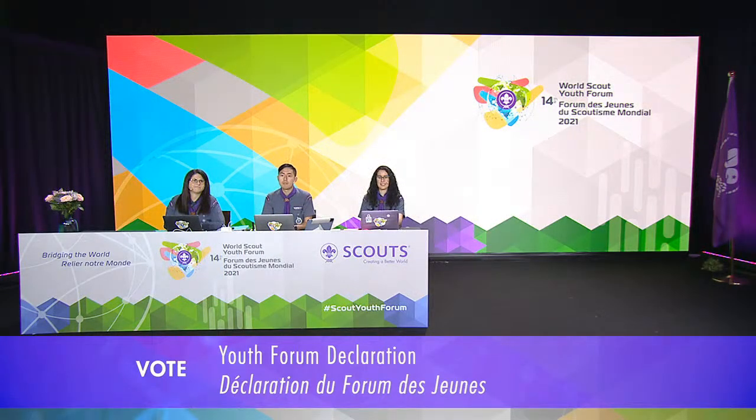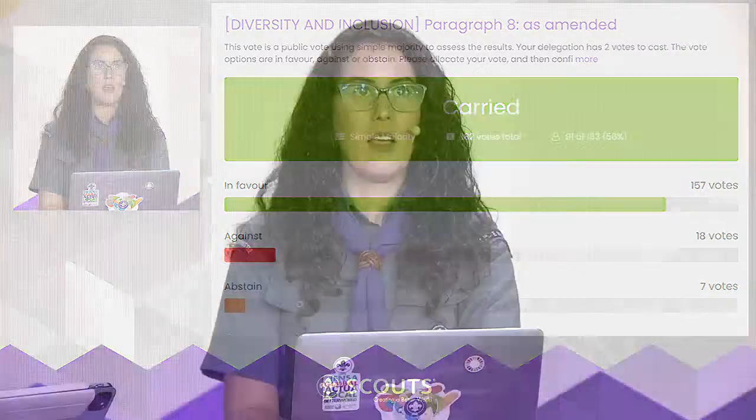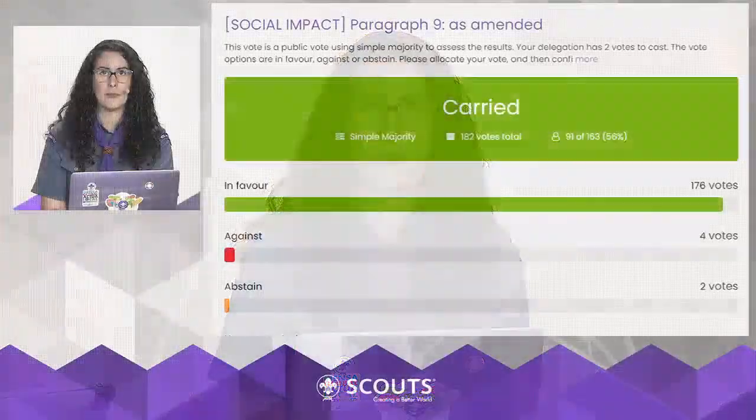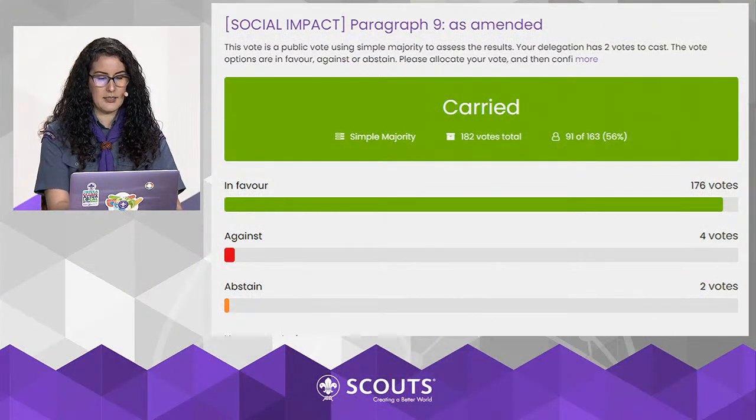Thank you to all delegations. We will now proceed to see the results on paragraph 8, 9, and 10 as amended, each one of them. So for paragraph 8 as amended, we see that the motion is carried. Thank you. We will now move to paragraph number 9 on social impact to see the results on the proposal as amended, and we see it's carried.